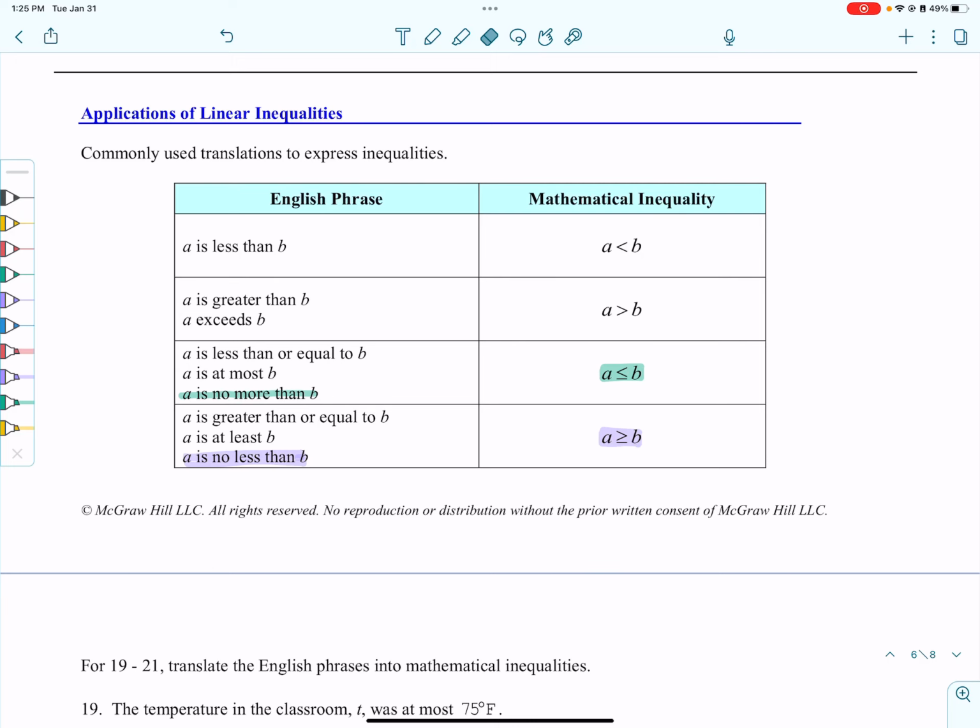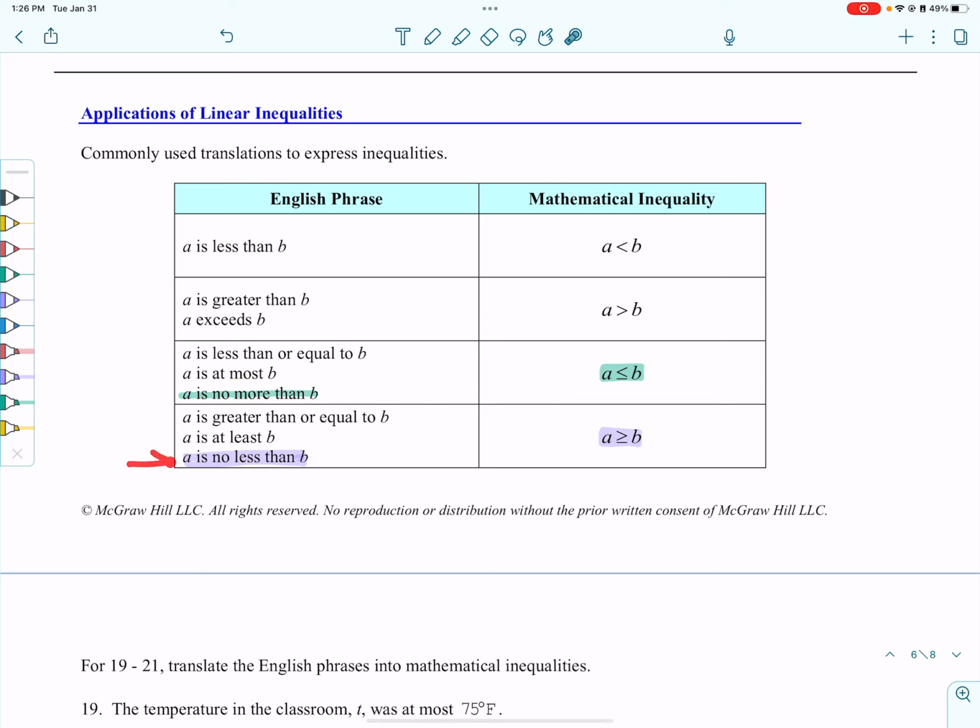Right, so in this last part of the notes, we're going to look at some applications of linear inequality. Here are some common phrases you'll hear and what they translate to mathematically. The two I want to draw your attention to is "A is no more than B." This corresponds to less than or equal to, because the greatest it can be, no more than, is B. So this is going to be A less than or equal to B.